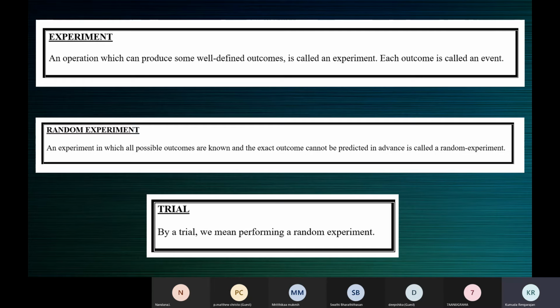Similarly, when you roll a die, 1, 2, 3, 4, 5 or 6, the outcomes are well defined. But which one you will get when you roll the die, you cannot say in advance. That is why it's a random experiment.